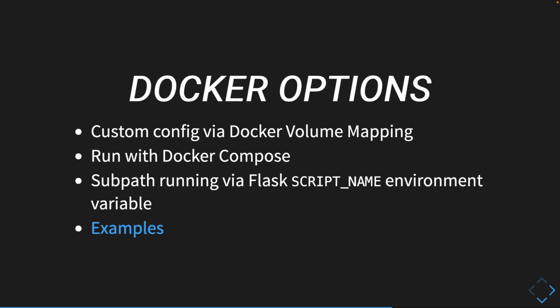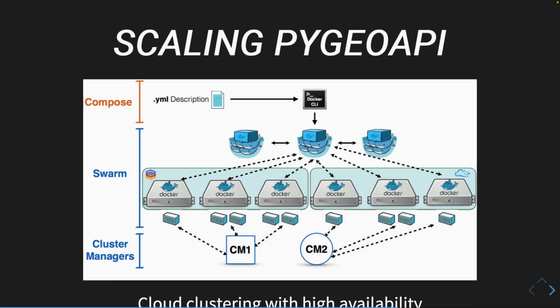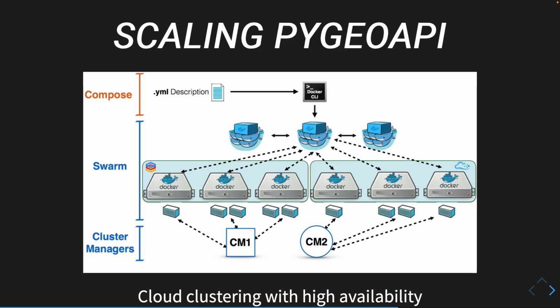Again, you can customize your Docker setup with custom Docker volume mapping. You can run things with Docker Compose and maybe override things. You can do subpaths with pygeoapi, for example, by overriding the SCRIPT_NAME environment variable. In the link in this presentation, there are a number of different examples we have in the code base on what you can do with pygeoapi and Docker. And having the Docker support gives you the capability to scale pygeoapi accordingly. So if you're interested in providing high availability of pygeoapi, it does lend itself to that kind of deployment architecture, as you can see in this diagram.